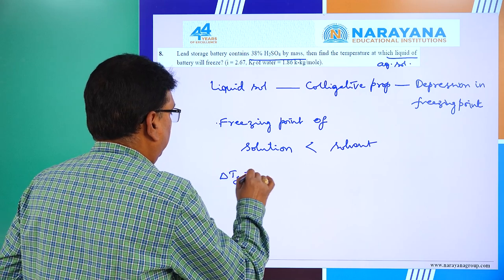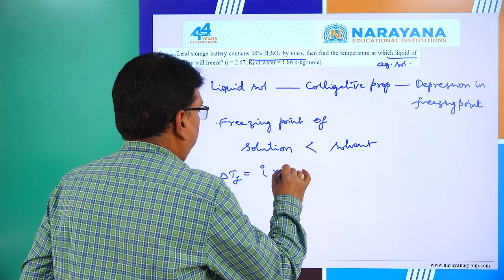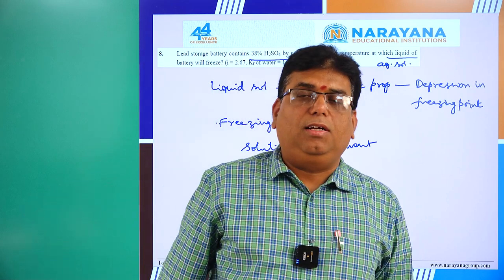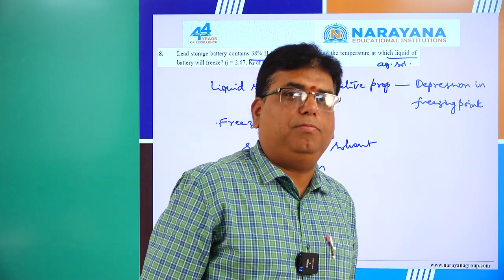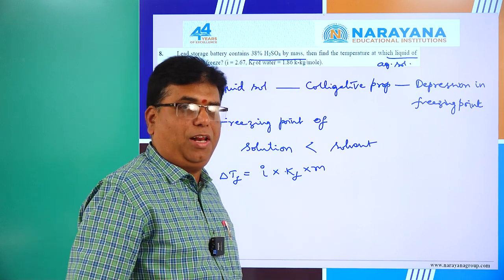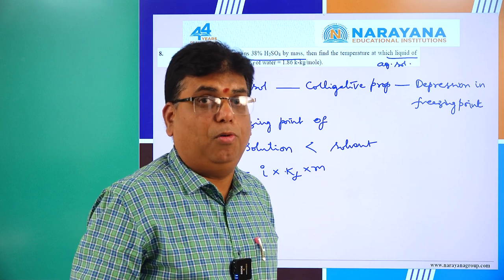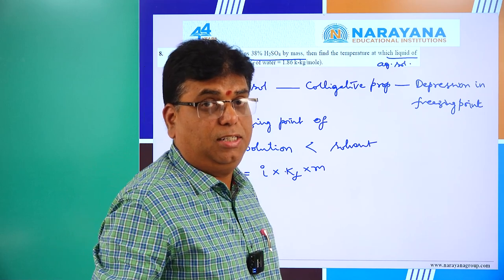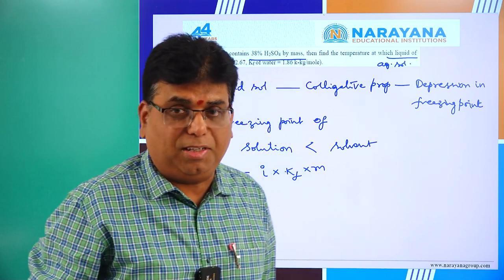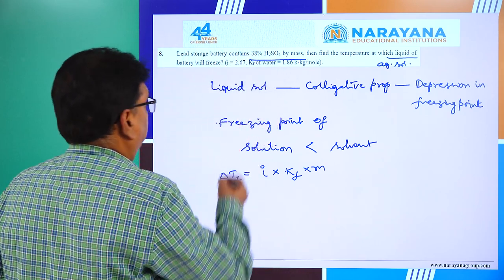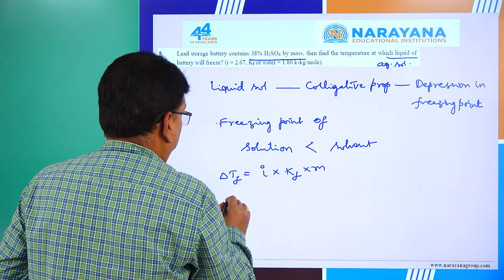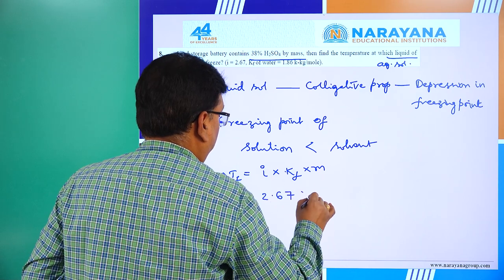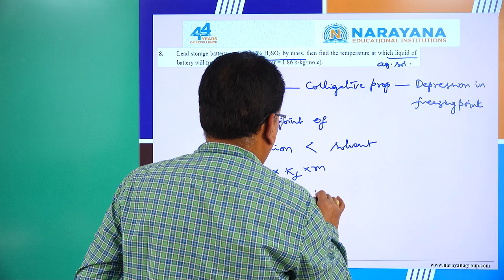Delta TF is equal to i into Kf into molality, where i is the Van't Hoff factor, Kf is the molal depression constant, also called the cryoscopic constant, and small m is molality, the concentration term. The i value and Kf value are given. It's very good that even the Van't Hoff factor is given; normally it will not be given. So delta TF is equal to i, 2.67, Kf given 1.86 Kelvin kg per mole.